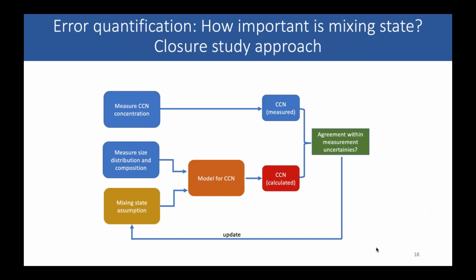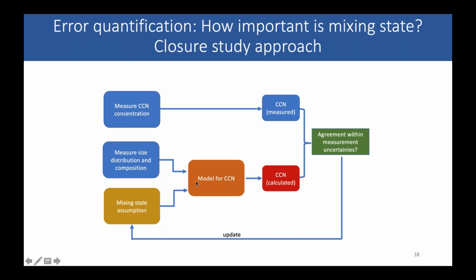One of the approaches is the so-called closure study approach. The way this works is, if we stick to the example of cloud condensation nuclei concentration, if we wanted to figure out how many particles can form cloud droplets under any given conditions, we could figure this out by measuring those cloud condensation nuclei concentrations. There are methods to measure these directly. Or we could measure the size distribution and composition, feed this into our model for CCN, and calculate the CCN concentration.